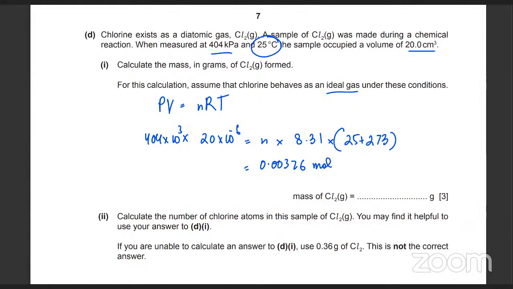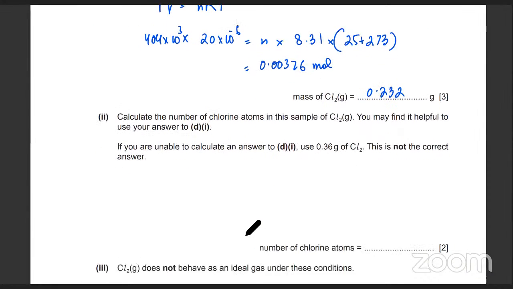And you have to multiply it by the Mr, which is 71. And that gives you 0.232 grams. Make sure to write your values up till 3 significant figures, because your original values are accurate up till 3 significant figures.